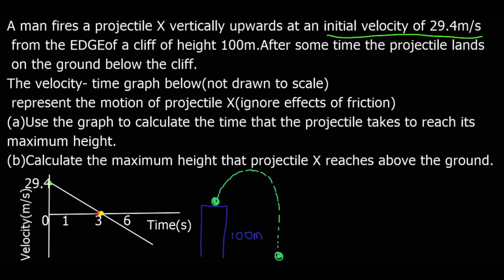Another thing we know is that the x-intercept is the time it takes the object to reach the maximum height. Remember this object reaches the maximum height before it gets to the ground. This object reaches this height at a certain time. So that time is the time it takes to reach the highest point. So for part A, use the graph to calculate the time that the projectile takes to reach its maximum height. So the answer for part A is 3 seconds.